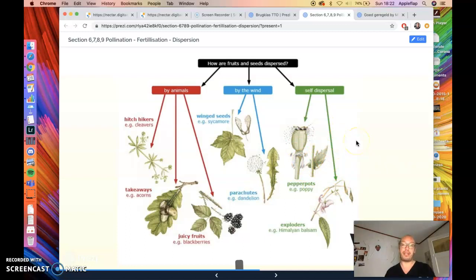We have the pepper pods and poppies. When they open, they just spread the seeds out. And there is, for example, the balsam, and the balsam explodes the seeds. So it builds up high pressure, and a bomb! It explodes open, and it hurls away the seeds and the fruits.